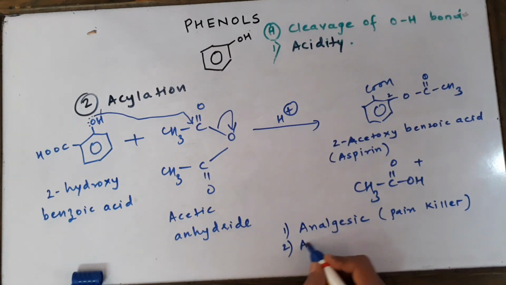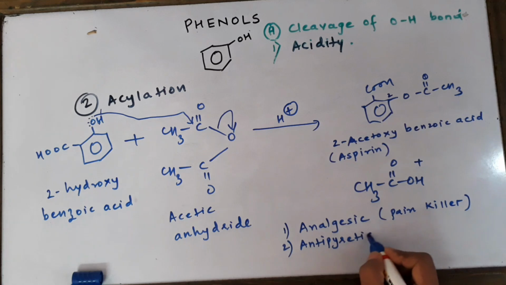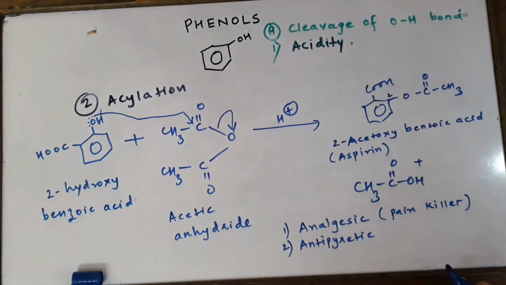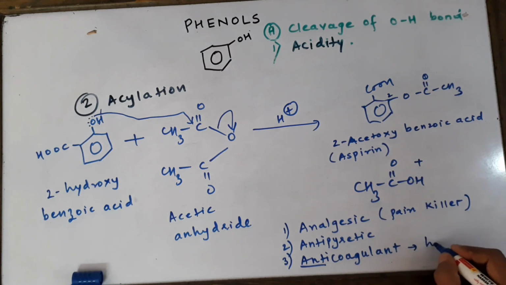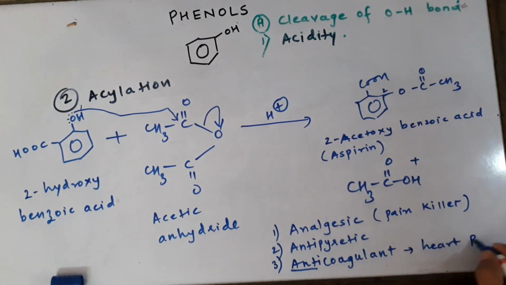Second, it is also used as an antipyretic, that means for reducing the fever also. And third, the best use of it is that it is an anticoagulant. The meaning of anticoagulant is for preventing the blood clotting. So aspirin is used as an anticoagulant especially by heart patients, because they have the problem of blood clottings.